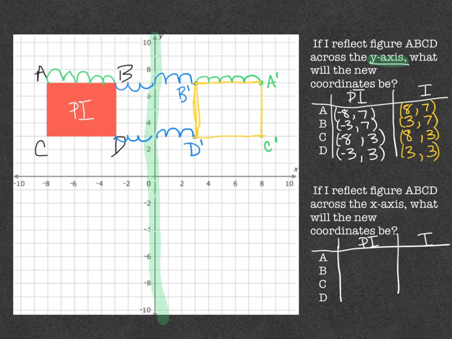Okay, so let's try the same figure. If we translate it, if we flip it over and reflect it over the y-axis, or the x-axis.